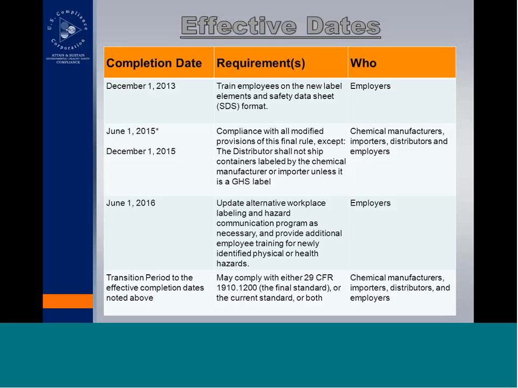By June 1st of 2016, updated alternative workplace labeling and hazard communication program must be completed, and additional employee training for newly identified physical or health hazards must be conducted. June 1st of 2016 is the final deadline related to the implementation of the GHS requirements of the new hazard communication standard.